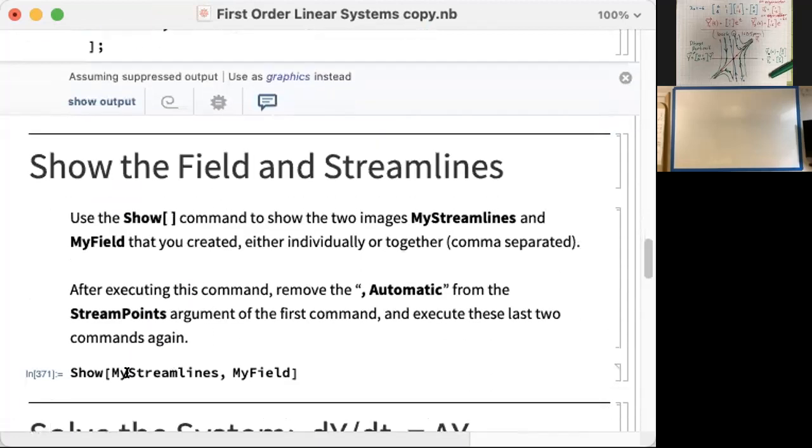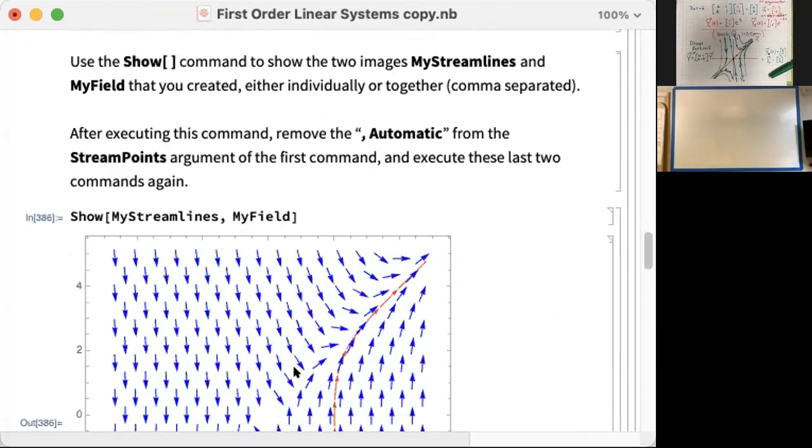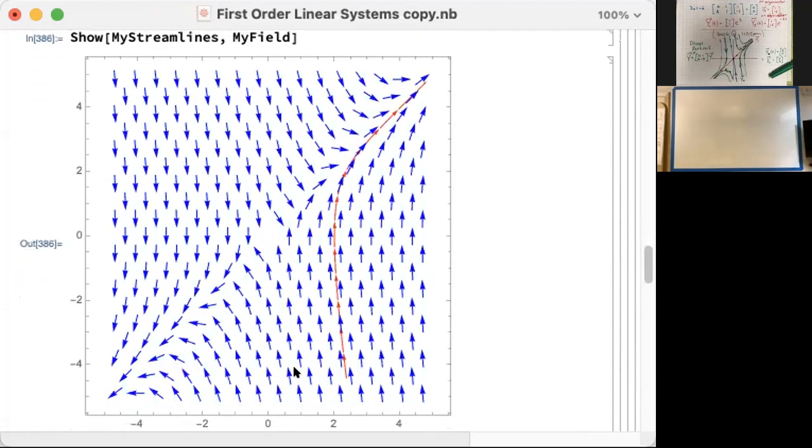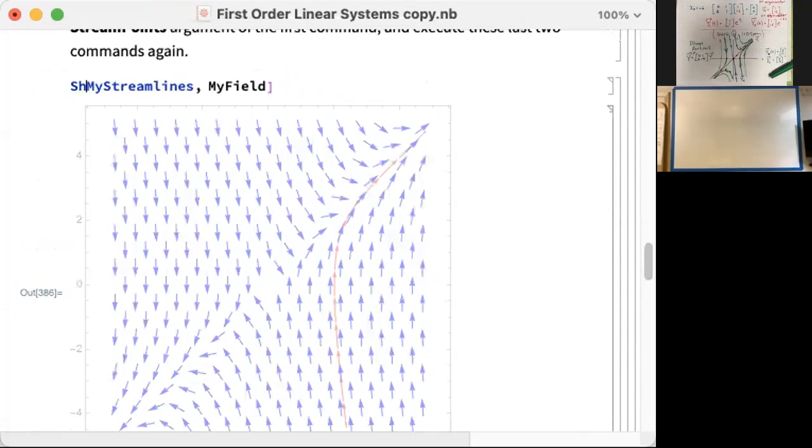Let's show the field and the streamlines. Show my streamlines and my field. And that's what I expected it to look like. That matches what I drew on my hand drawing. Now let me show them to you side by side so you can see them both at once.